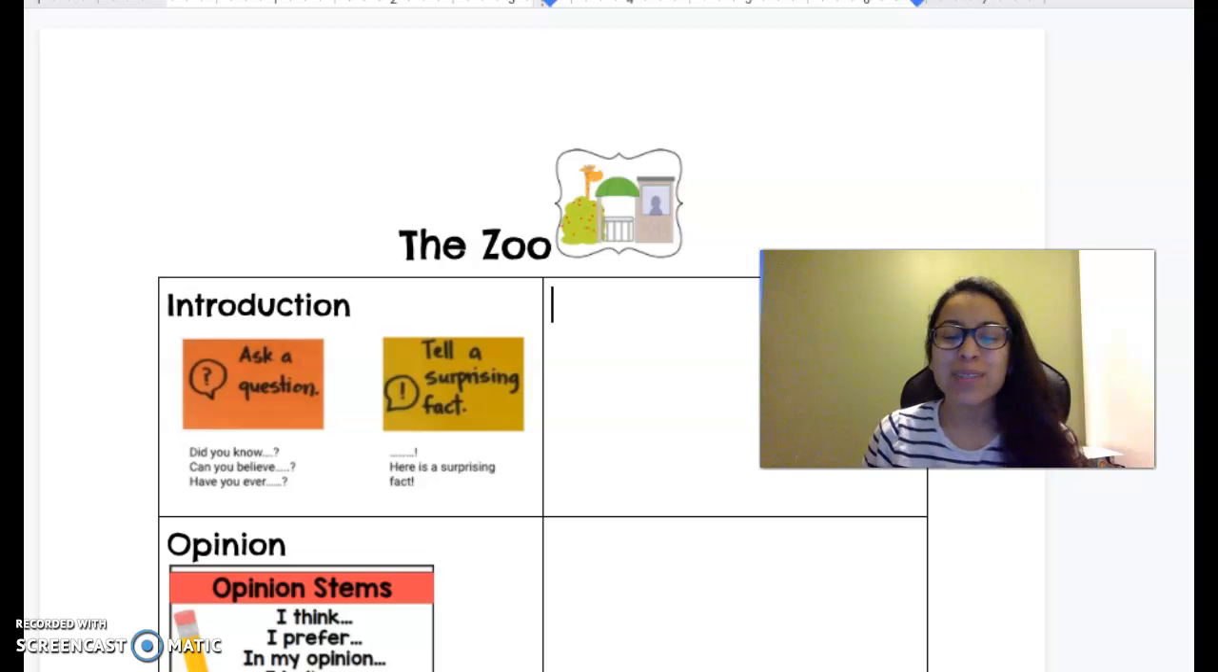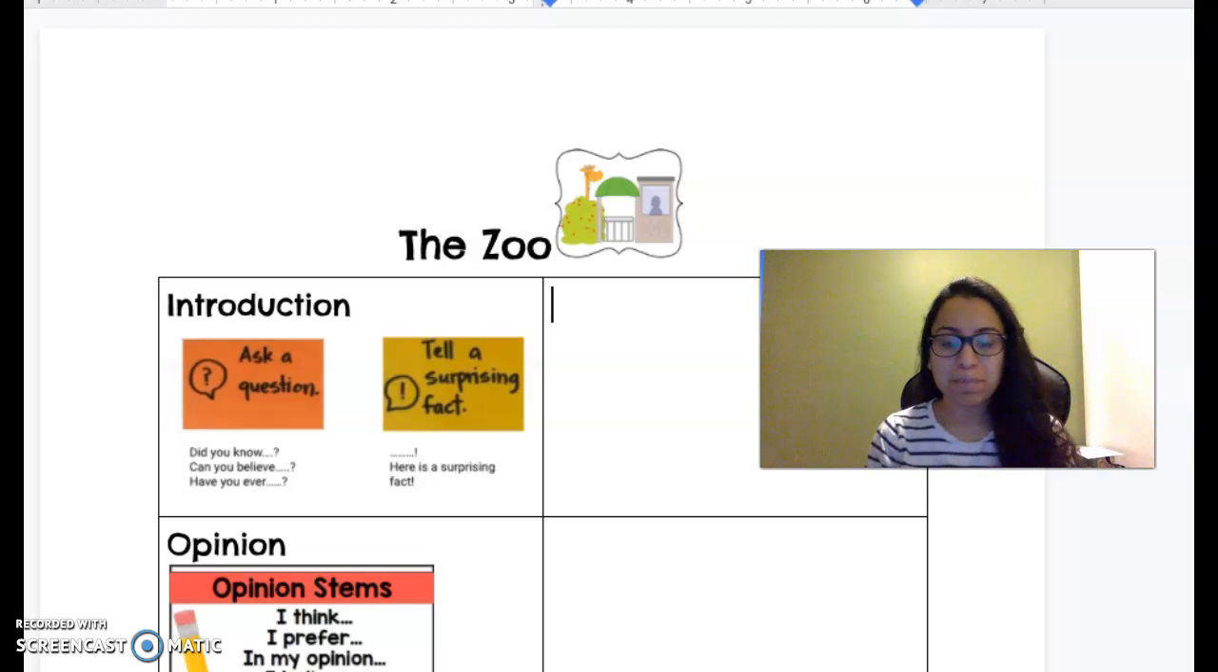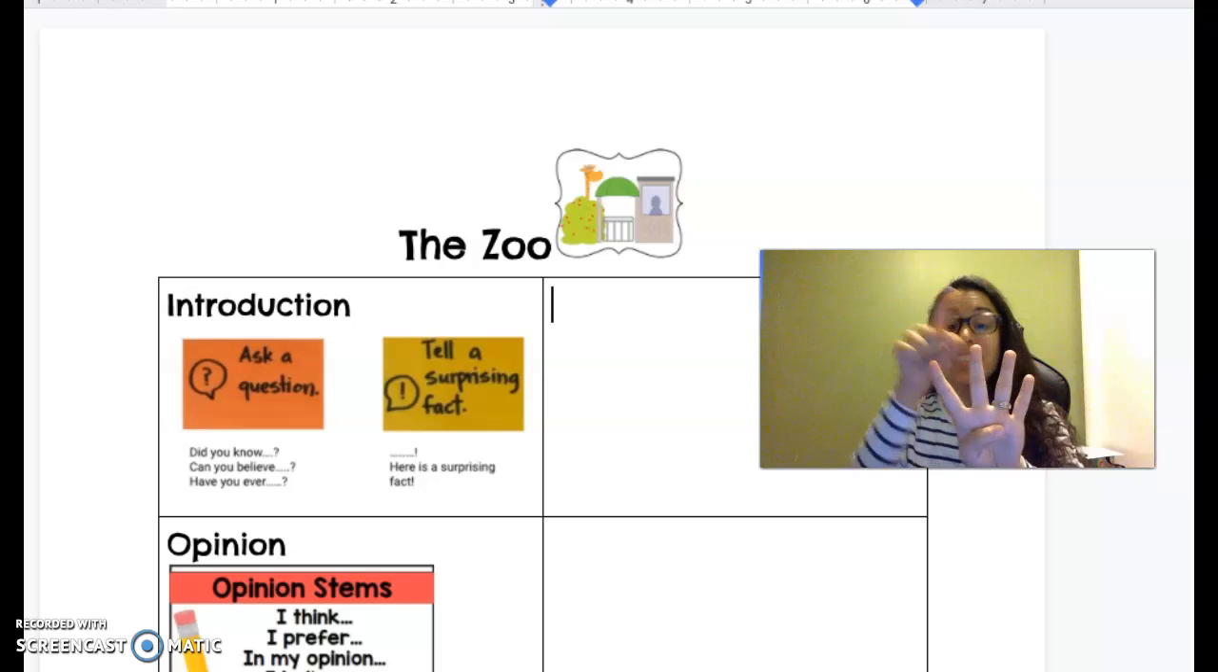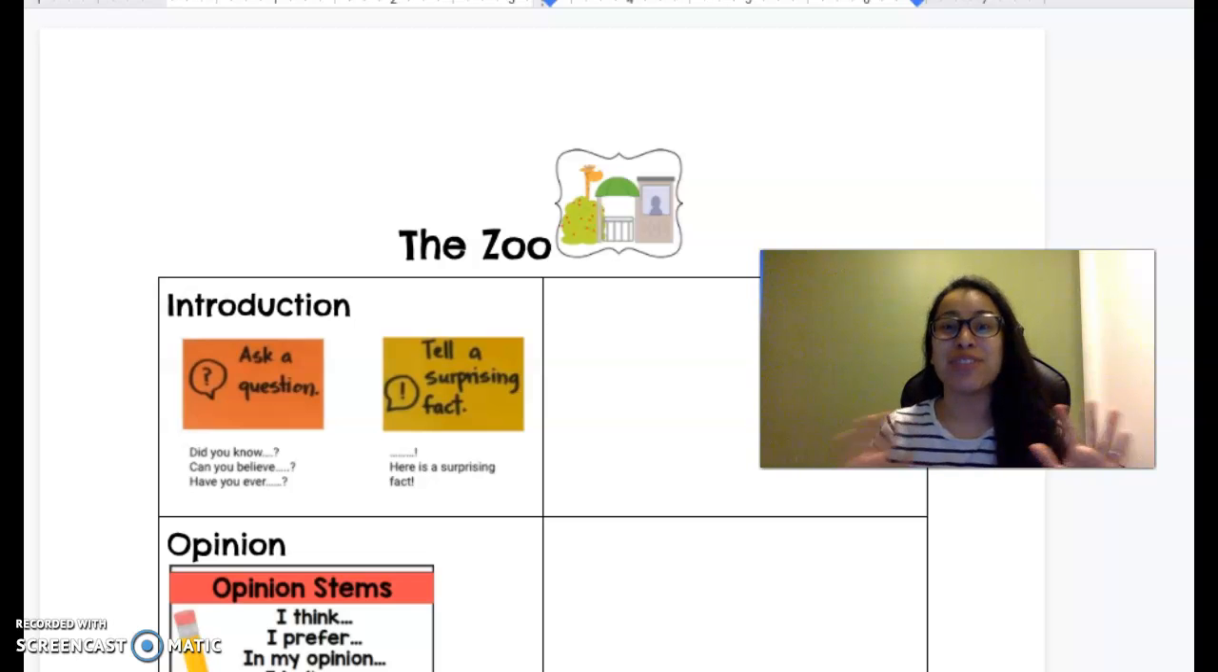Hey guys, so we have been learning about introductions, opinions, and reasons. So today we're going to take those three things and put them together. We know that opinion writing has four parts: an introduction, opinion, reason, and conclusion. Today we're going to focus on the first three. So your topic is the zoo.